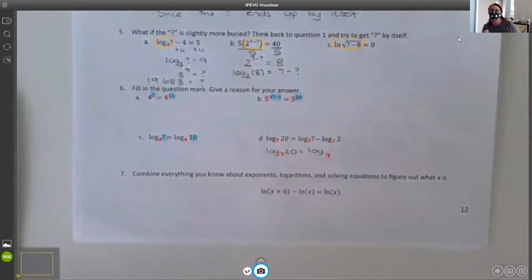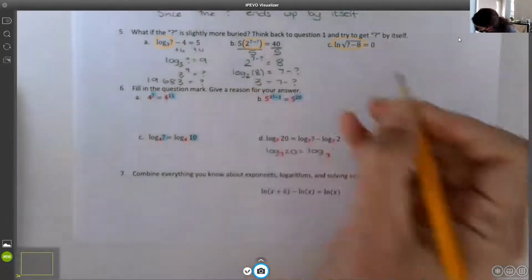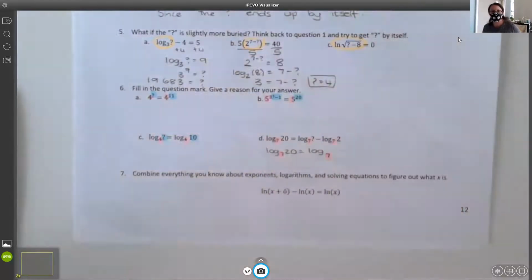Well, what is log base 2 of 8? 2 to the power of what equals 8? 3. So 3 is equal to 7 minus the question mark. So the question mark is going to be equal to 4.